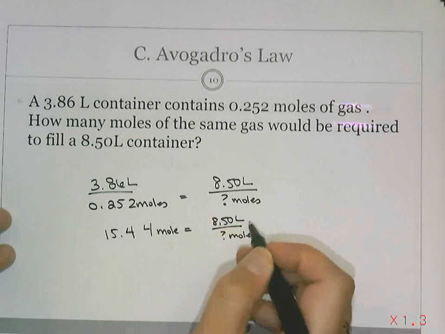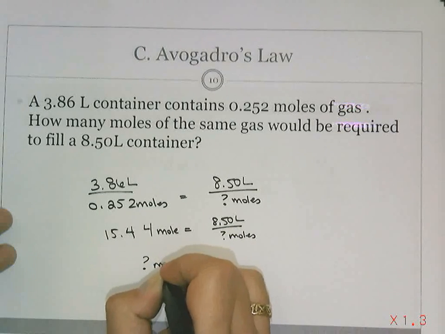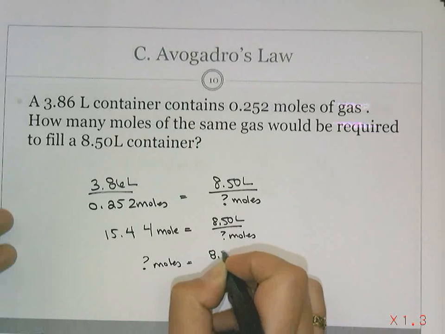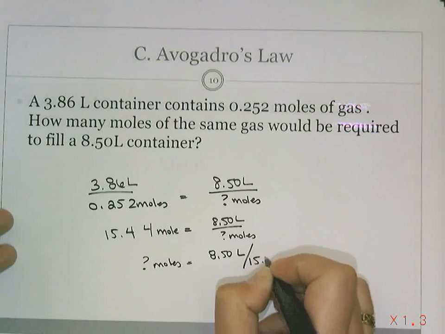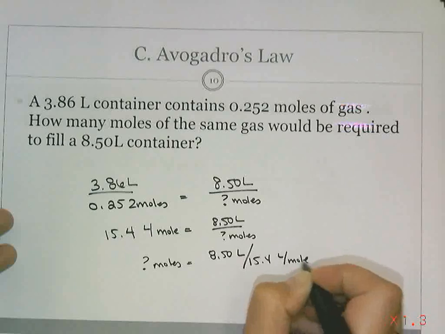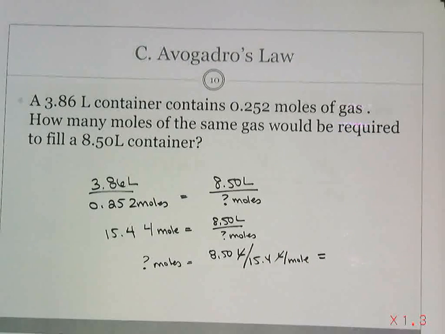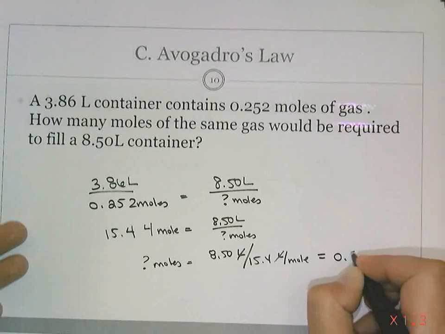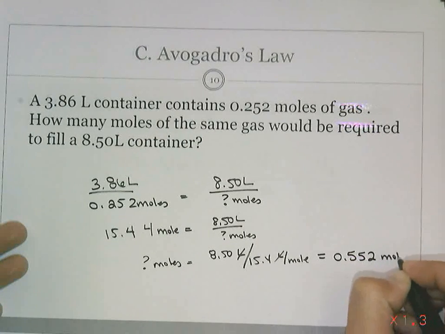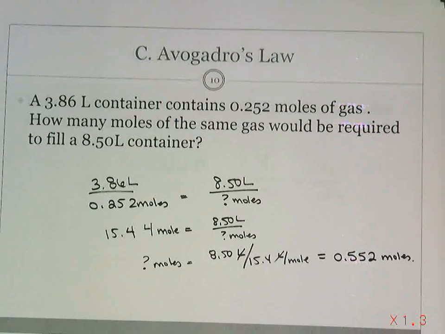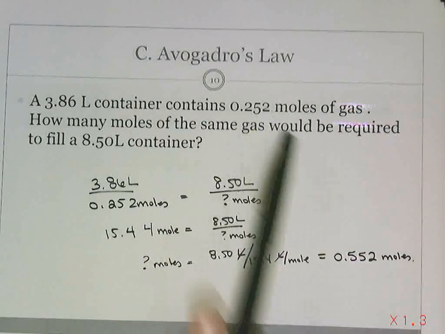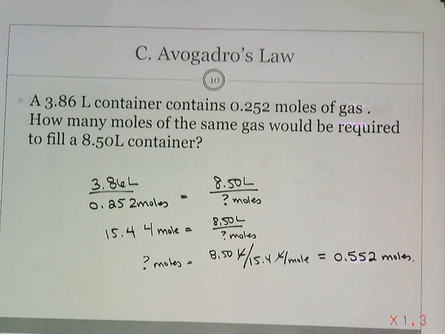Moving those around, liters cancel out, and I'm left with 8.5 divided by 15.4, 0.552 moles. And that makes sense, right? I have just about doubled the volume, so I would expect the number of moles to also double. So good. So those three laws make intuitive sense based on what we know in real life about gases.